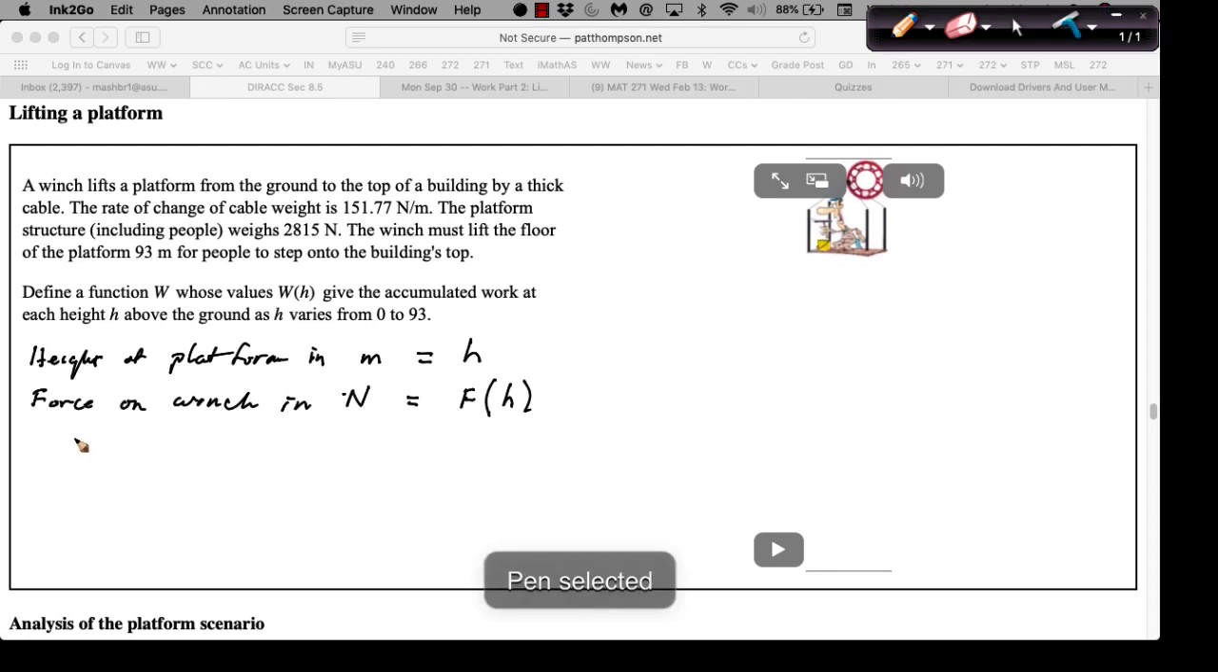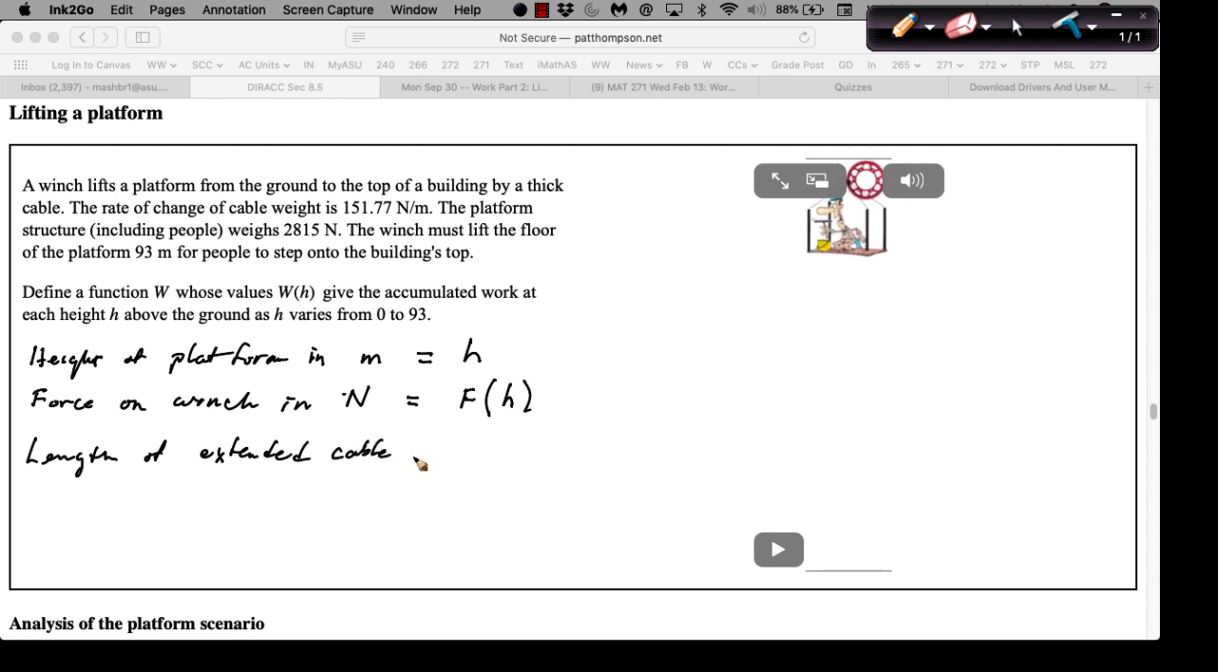so maybe that's what we want here. We want another quantity, the length of extended cable. Is that what they call it? Cable, yeah. What will that be in? And maybe we just call that L. Okay. Who else had a quantity that was going to be important in modeling the situation? There's another big one, super important. Yeah.